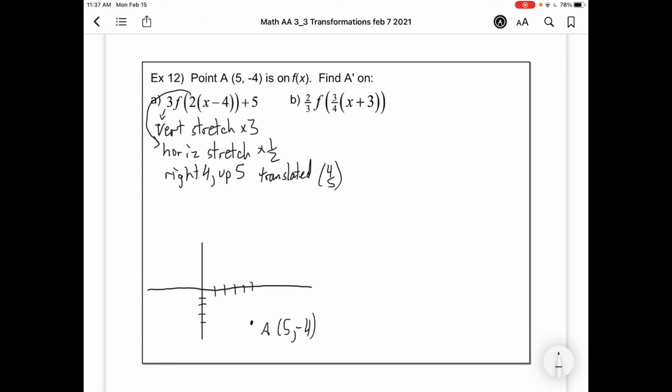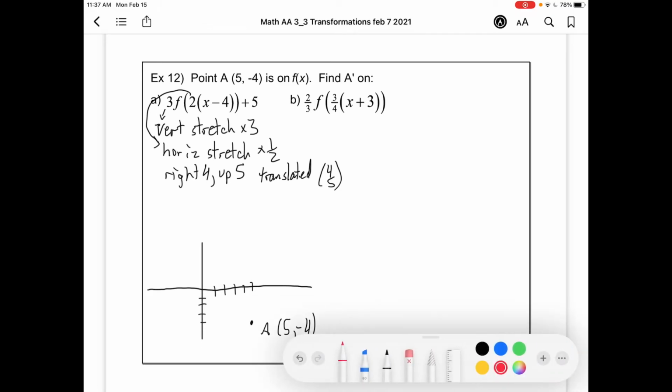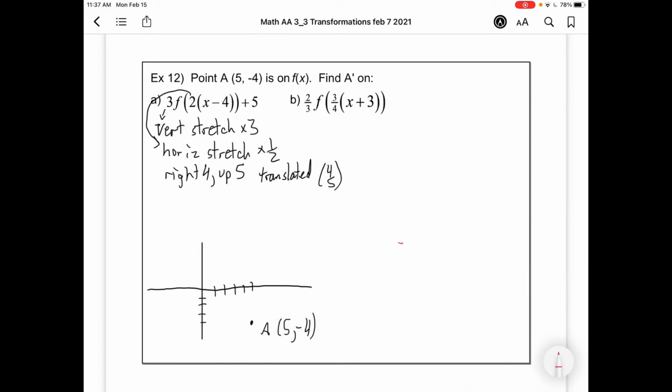Okay, if I were to do this, I can imagine what's going to happen to this point. I'm going to have to make it, first of all, 3 times as tall. So let's have this go away. 3 times as tall is going to send it way down here to 5, negative 12. That takes care of this. Horizontal stretch by a factor of a half, so it's going to be half as wide, so that'll give us 2.5, negative 12. And then right 4 is going to give us 6.5 for our x value. And up 5 will give us negative 7. If you can imagine all that stuff, or draw it out, then great.